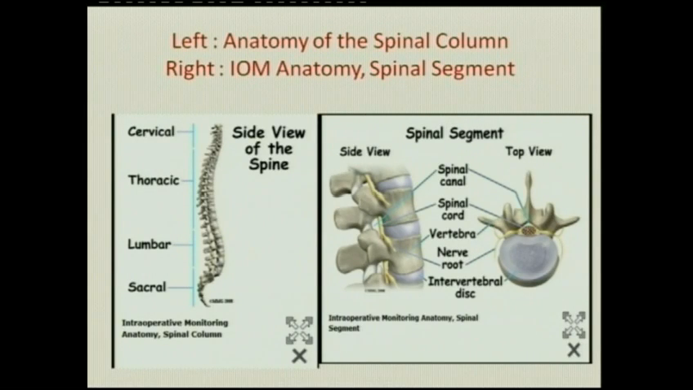Now on the left-hand side you can see the anatomy of the spinal column, and on the other side the anatomy of the monitoring, intraoperative monitoring. We look for the soft tissue surrounded by the bones. In the spinal canal we have the spinal cord and the nerve roots. So our main objective is to protect the soft tissue, the vital tissue, the neural tissue.